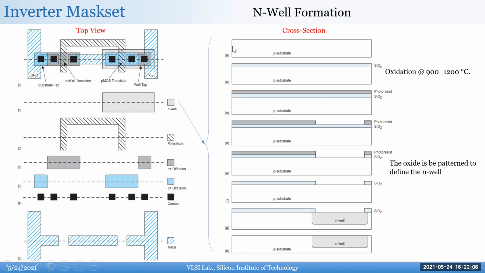And here it also shows a good step-by-step process for each of the masks. For example, for the N-well, you start with a P substrate, then you do the silicon dioxide, you do the photoresist, and then you etch. So it's kind of a two-step masking. You use the photoresist to create SiO2, which acts like the mask for diffusion, right? Because if you did diffusion with photoresist, it will just diffuse everywhere.